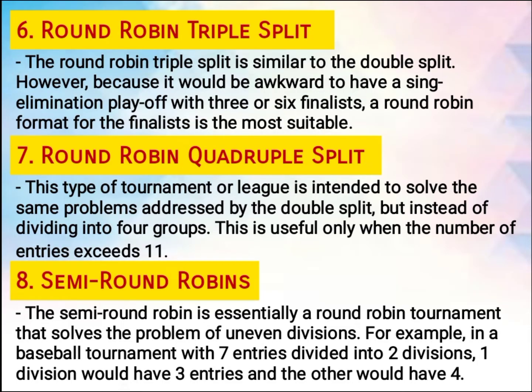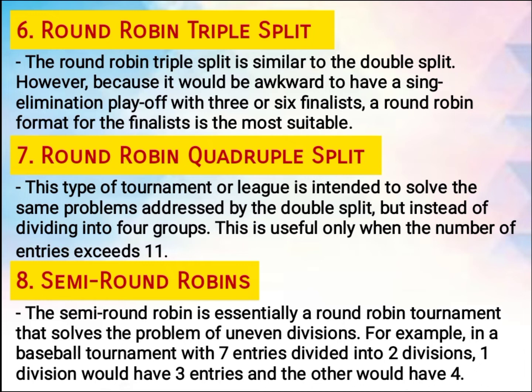Now let's go to number 6, which is the round-robin triple split. The round-robin triple split is similar to the double split. However, because it would be awkward to have a single elimination playoff with 3 or 6 finalists, a round-robin format for the finalists is the most suitable. This requires more games in the playoffs and is a satisfactory alternative to the double split only when there are a very large number of entries.